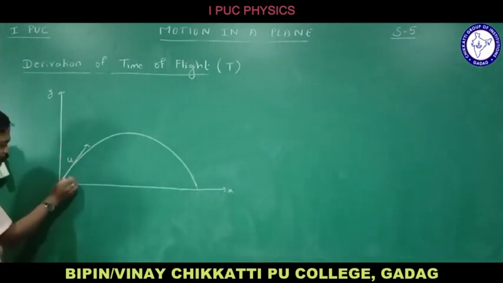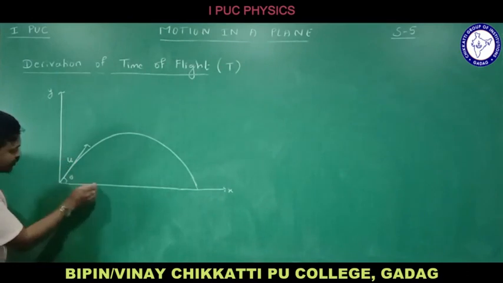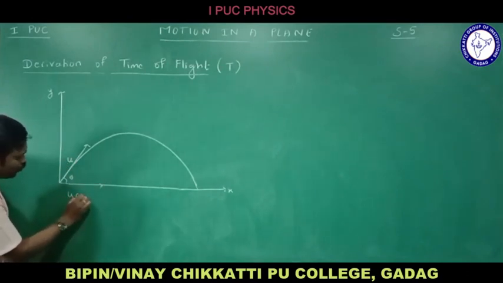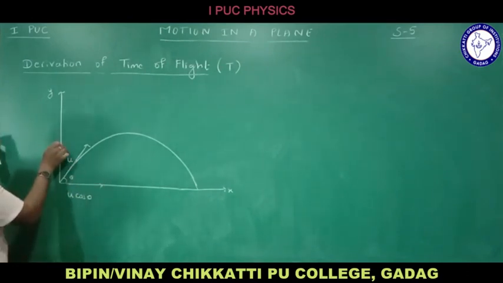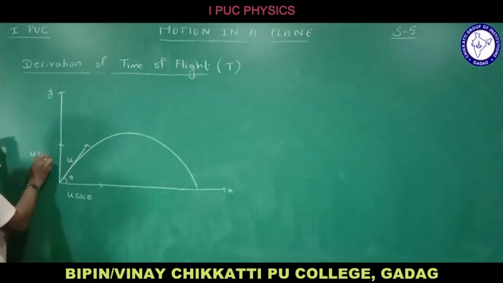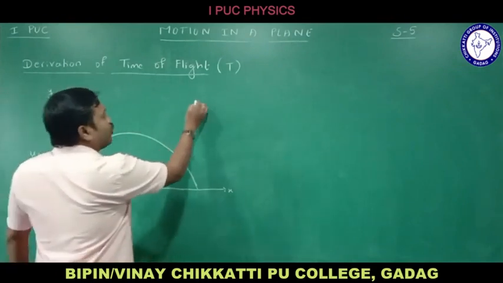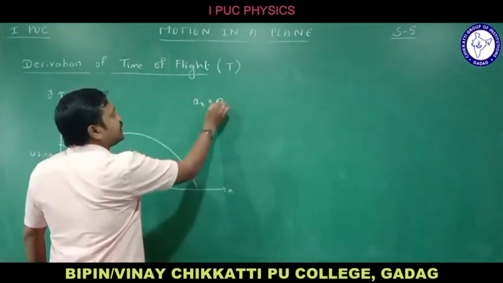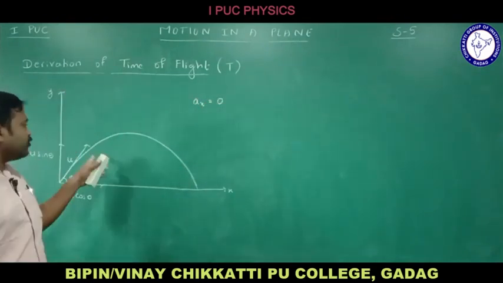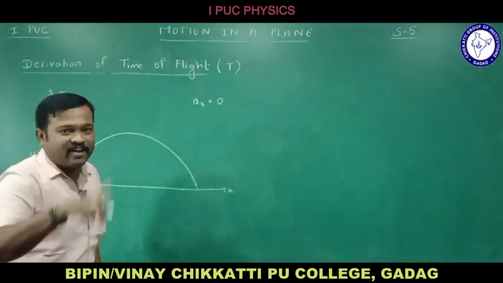You know what this initial velocity is: u. What is the angle of projection? Theta. What is the velocity along horizontal? u cos theta. This is the adjacent side. What is along vertical here? u sin theta. And you also know the acceleration along the x-axis is 0, because the object moves under the action of gravity alone.